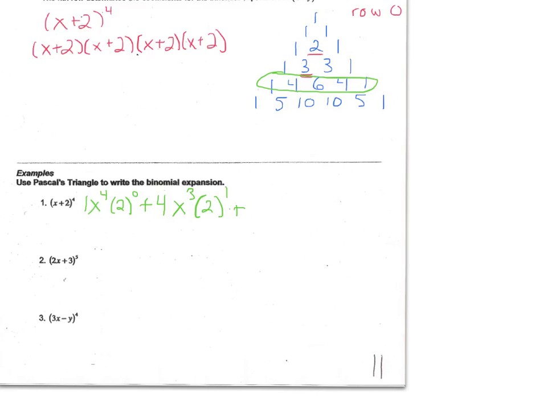For our third term, we use the third term in the row, so we're going to use a 6. And then for our x, we're going to go down 1 and use a 2. And for our 2, we're going to go up 1. So we have a 2. For our next term, we use the next term in the row, so we have a 4. X is going to go down 1, so it's going to be raised to the 1st. And 2 is going to be raised to the 3rd.